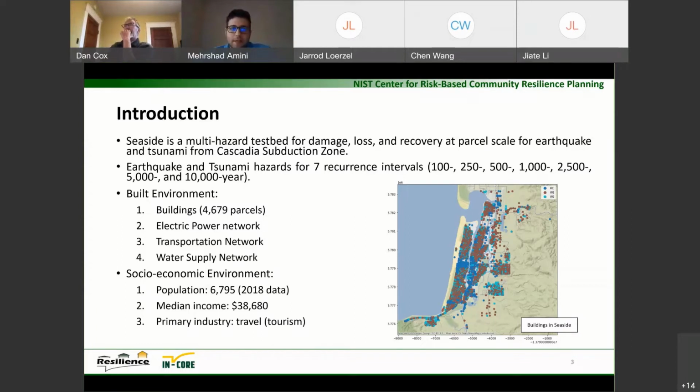supply. About the socio-economic environment, just as a quick summary, the population based on the 2018 data is 6,795, and we have information about the median income, and the primary industry is travel and tourism in Seaside. Also in the figure, you can see the spatial distribution of the buildings in terms of building type, reinforced concrete and wood frame.